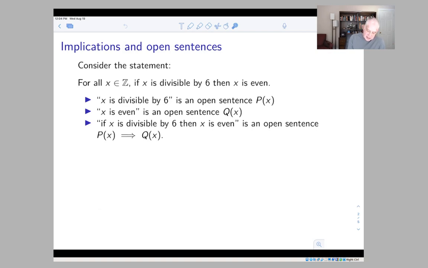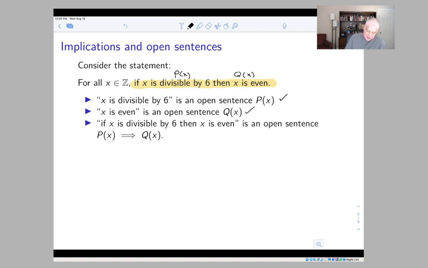So if we take the statement apart, sort of starting on the inside, we have an if-then statement. If x is divisible by 6, then x is even. And if we ignore the quantifier for the moment, that's an open sentence because x is unspecified. So we can split this implication up into a P statement about x, if x is divisible by 6, and a Q statement about x, then x is even. And so we have two, I said statement, but strictly speaking, I should have said open sentence because there's this variable x.